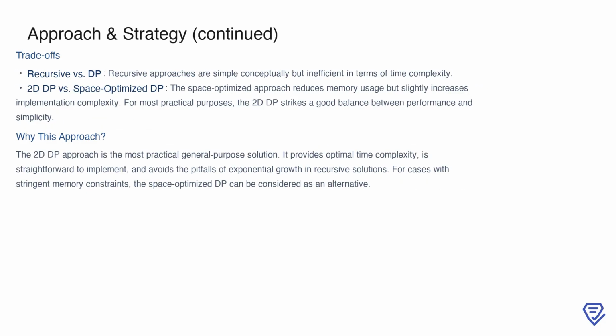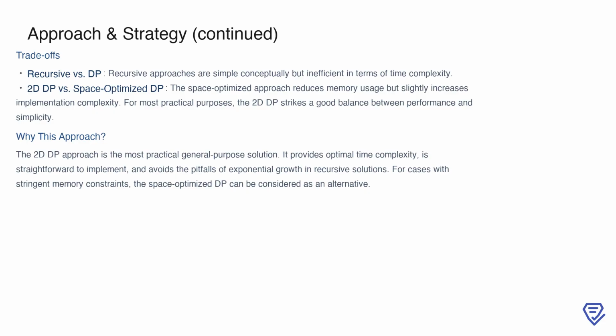When comparing the trade-offs, the recursive approach, while conceptually simpler, is highly inefficient due to its exponential time complexity. On the other hand, the dynamic programming methods provide significant improvements in performance. Between the 2D DP and the space-optimized DP, the latter reduces memory usage but comes with slightly higher implementation complexity. For most use cases, the 2D table approach offers a better balance between simplicity and performance, making it the preferred general-purpose solution. It achieves optimal time complexity, is straightforward to implement, and avoids the exponential growth issues of recursion.